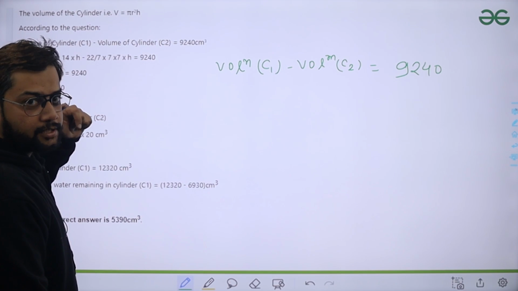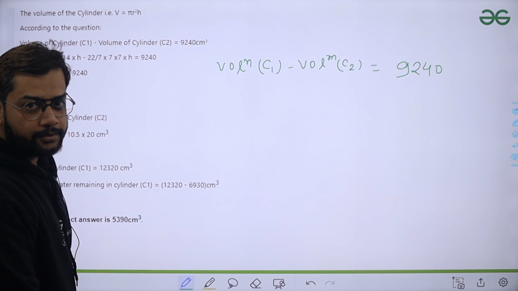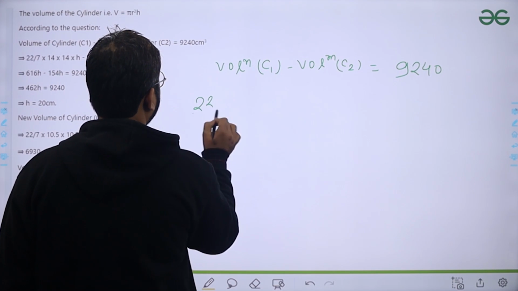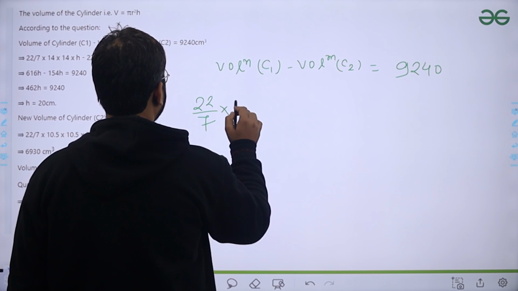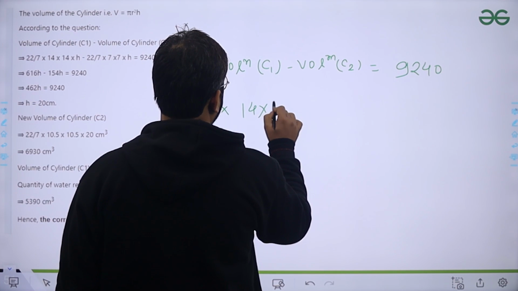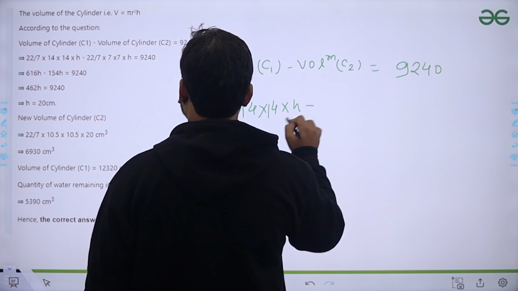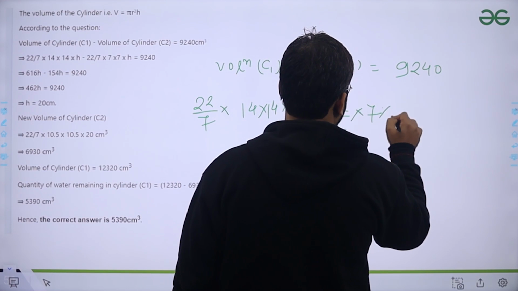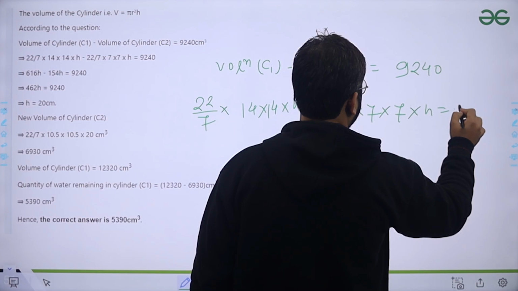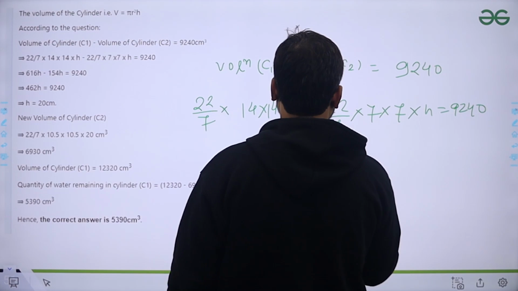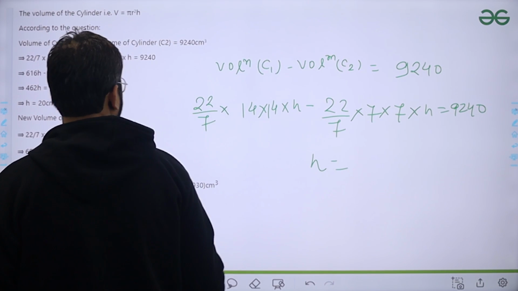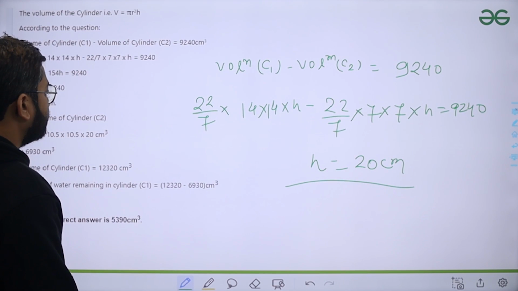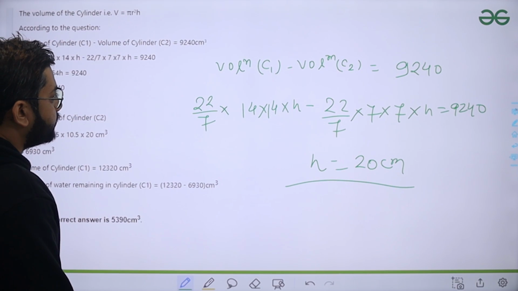So in this we will use 22/7 pi r h. The radius is given as 14 for one and 7 for the other. So this value is equal to 22/7 into pi into r square into h minus, because the height is the same, so 22/7 into 7 into 7 into h is equal to 9240. From here we can find the value of h. So h value is coming as 20 centimeter.